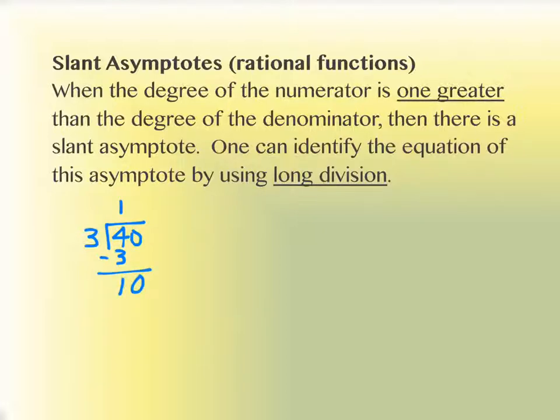And I do the same thing. How many times does 3 go into 10? Oh, 3 times. And then 3 times 3 is 9. And then I subtract. And I get a remainder of 1. This is what we would call the quotient. And in our case, that's where we're going to find the slant asymptote. So let's do it with polynomials so that we can mirror this scenario.